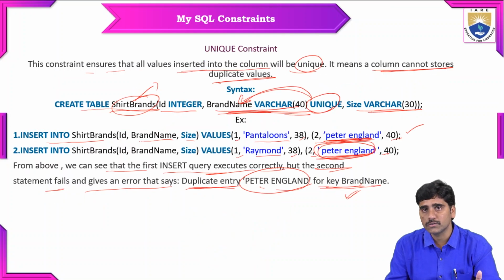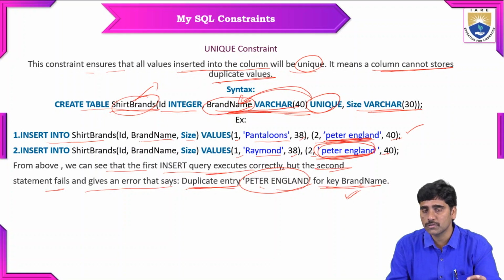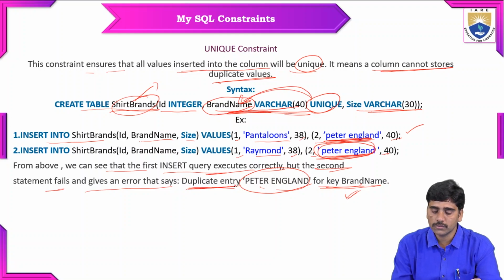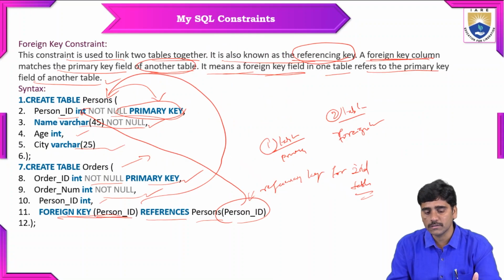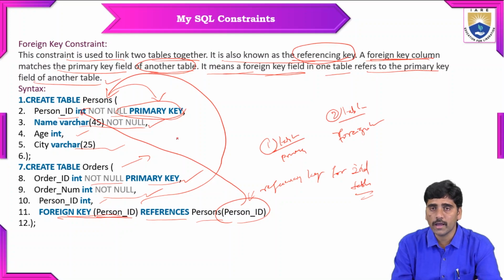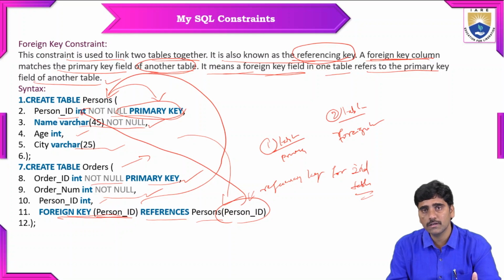And unique key constraint. If you apply a unique key constraint to a particular column, then that column does not allow duplicate values. It shows an error like: duplicate entry Peter England for key brand name. And foreign key constraint: applying a primary key to a particular column from one table acts as a referencing key for the second table, so that those two tables are linked together and display the result.